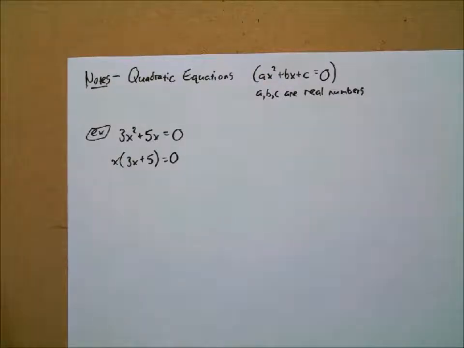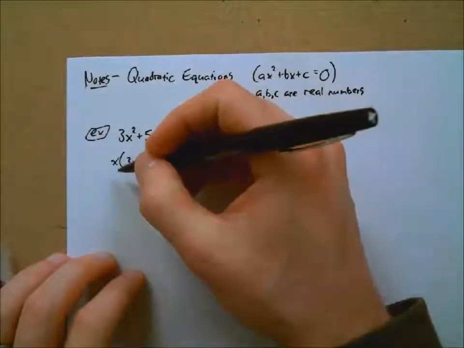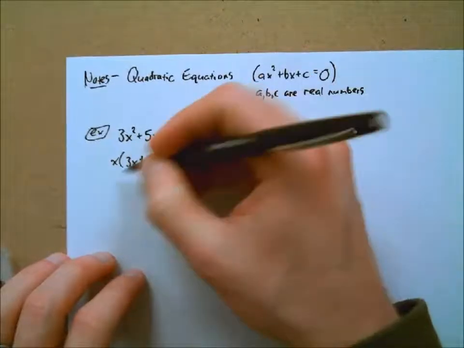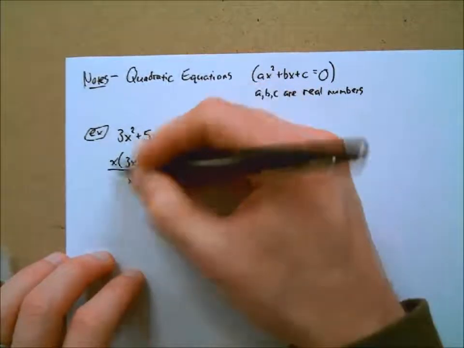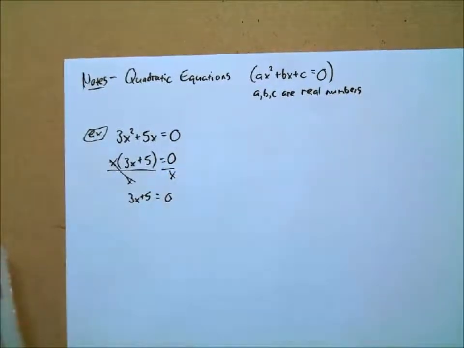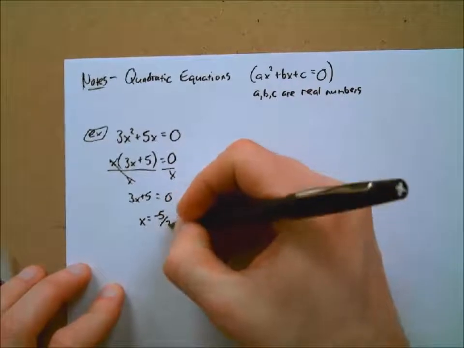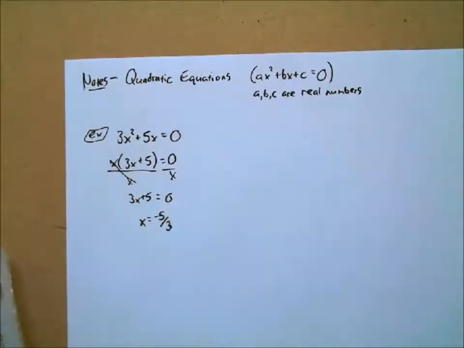Our goal right here is to get x by itself. So now what should we do in our equation? Divide both sides by x. Some might think we can divide both sides by x here, and that would be something we could do. So if we divide both sides by x, we end up with 3x plus 5 equals 0, and now we would just solve the equation. We subtract 5, divide both sides by 3, and we get x equals negative 5/3.